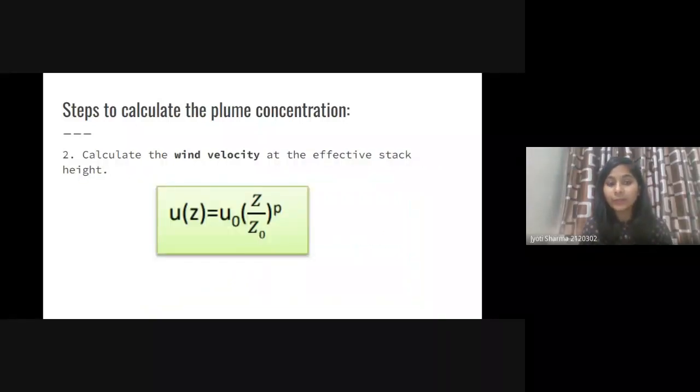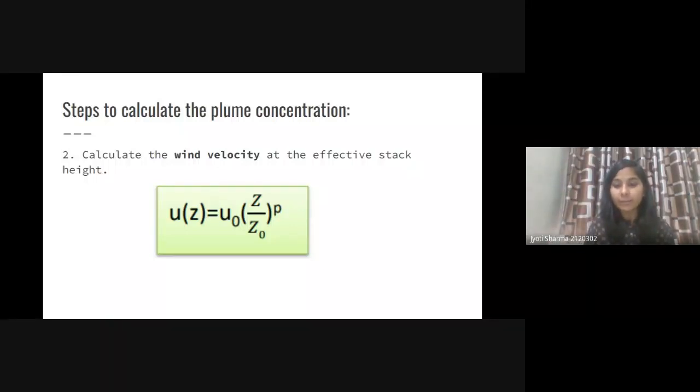Then the second thing, we want to calculate the wind velocity. So how can we do this? Wind velocity at some height can be calculated if we have the wind velocity at some reference height. For example, you have an anemometer or some instrument at a height of 10 meters. At 10 meter height, by the instrument you have some value of the wind velocity. That will be your U node. You have the height, that is 10 meter, that is Z node. Then if you want to calculate, let's say, the wind velocity at 20 meters, then your Z will be 20.